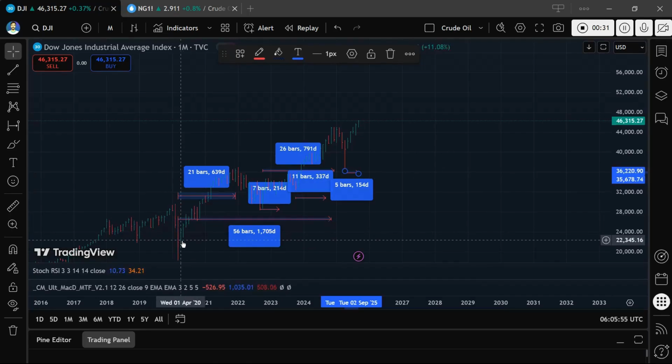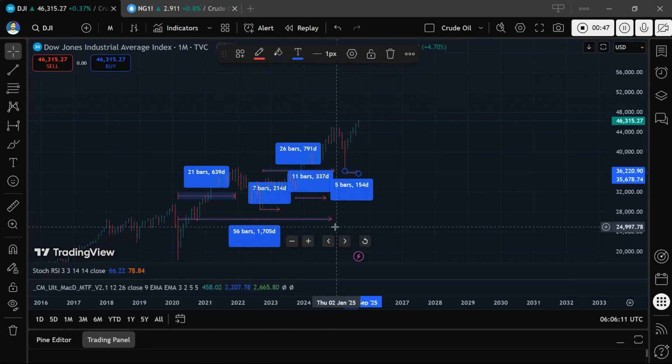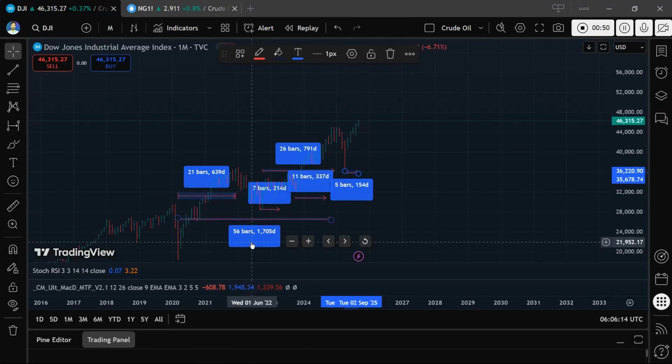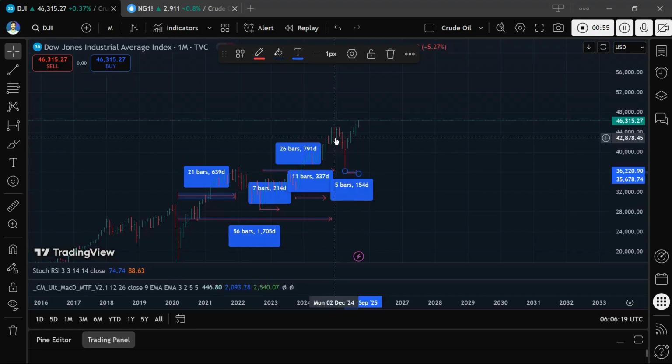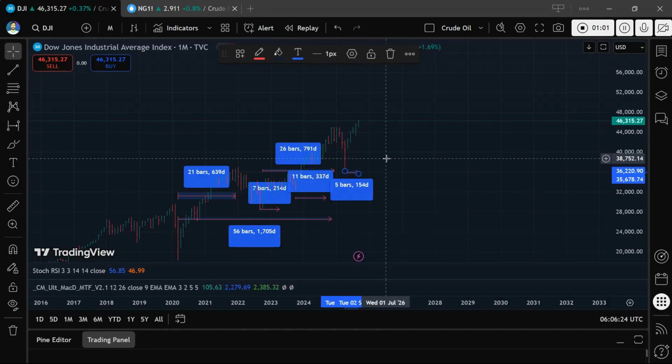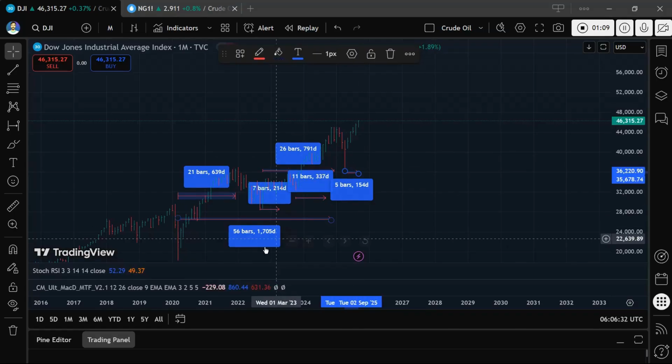Substack. Basically it counts the number of bull bars from the last low. So in this example, we have Dow Jones and it was 56 bars at a bull cycle until we start getting jittery and then finally go down. Also 21, and also 7, 11, 26. This is weekly, so disregard that.